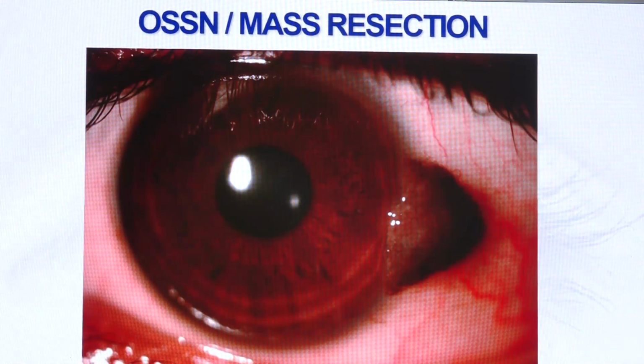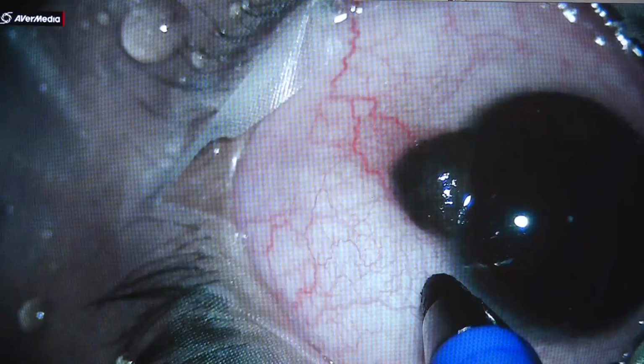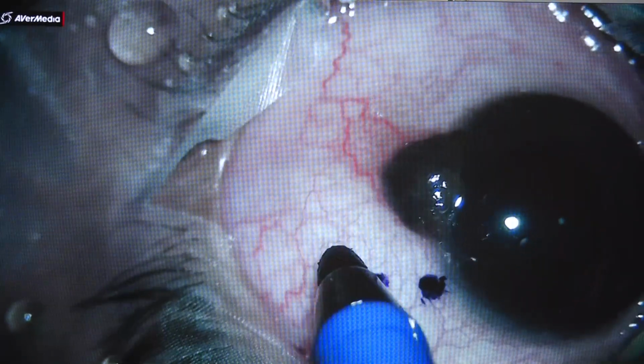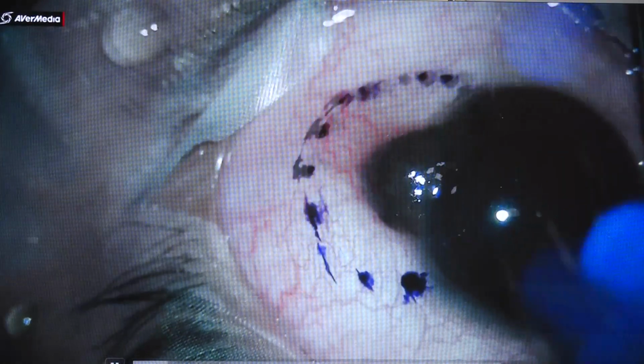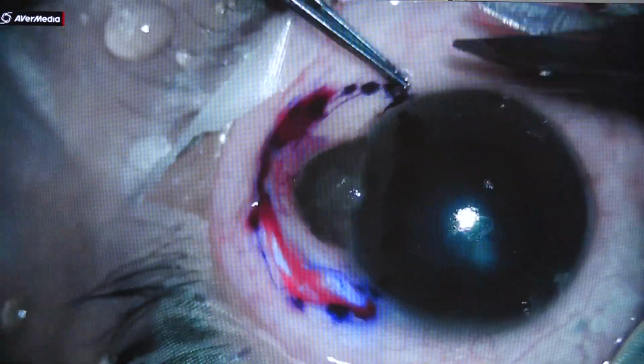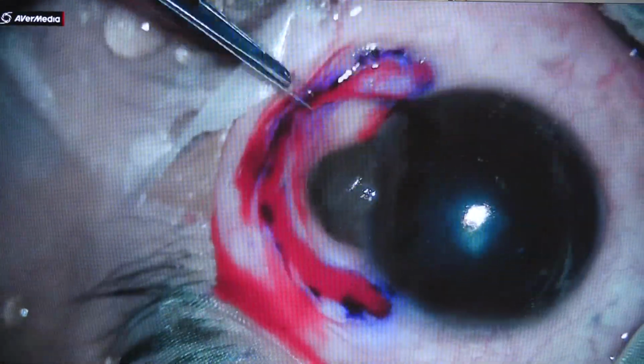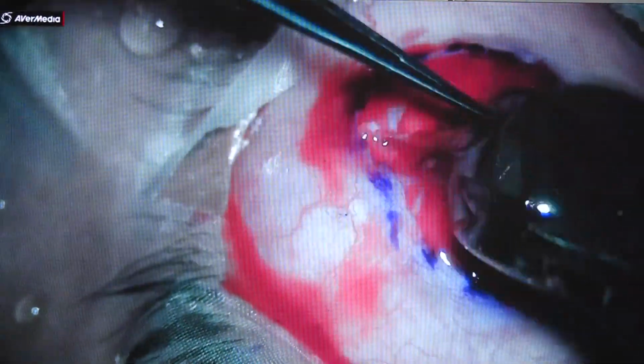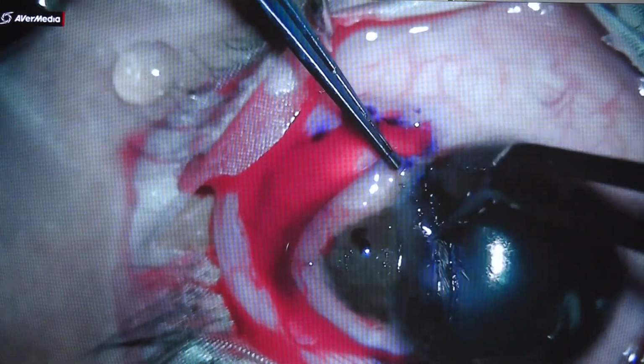Another indication is to remove OSSN or any suspected mass. Here, what you need to take care of is you need to have an adequate free margin on all the sides, including the epithelial side, which needs to be sent for histopathology.